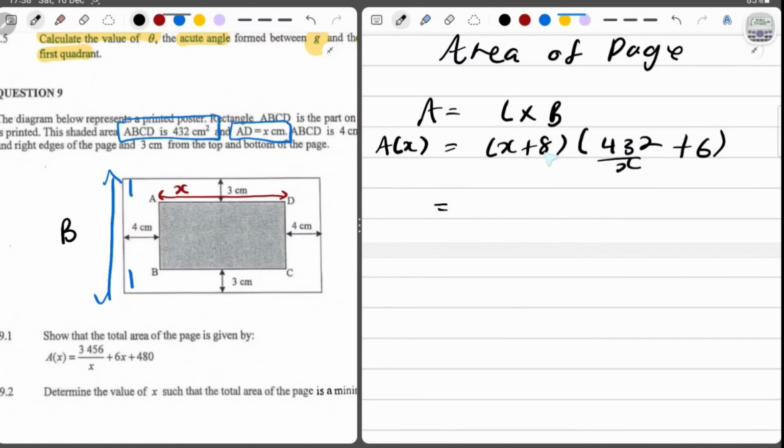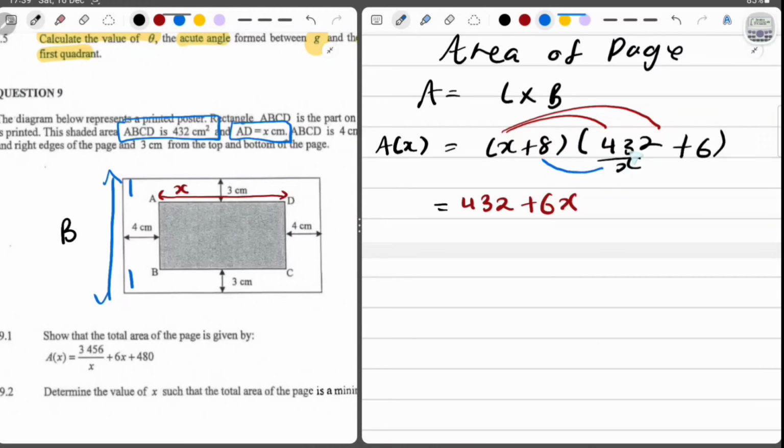So what we're saying is equal to, and we're going to distribute this out. Let me just push this up a little bit. So if we distribute it, you're saying the x multiplied by this. If x multiplies by 432 over x, the x and x are going to cancel diagonally. That's gone, so you only have 432 left there. Then the x multiplies by the positive 6, which gives you positive 6x.